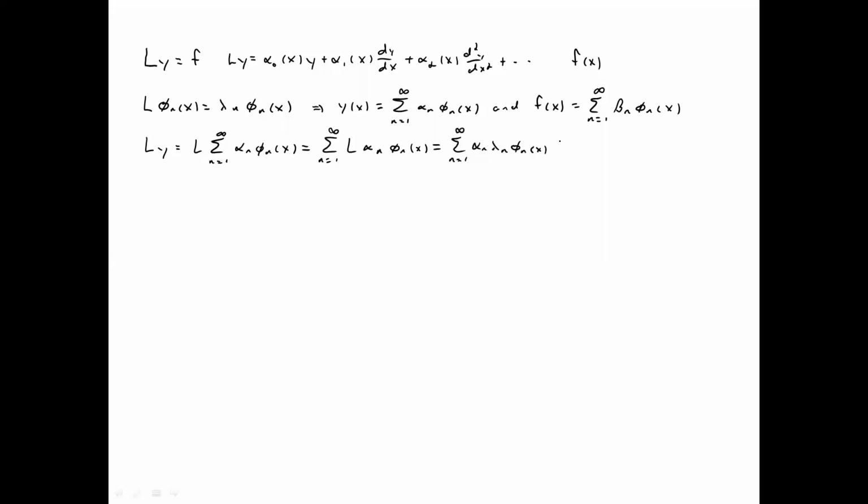Okay, and then if I shove in the expansion of f, then of course this is going to give me the sum n equals 1 to infinity of beta n phi n of x. Now I can take these two expressions and easily extract a useful expression. That is the sum from n equals 1 to infinity of alpha n lambda n minus beta n times phi n equals what?